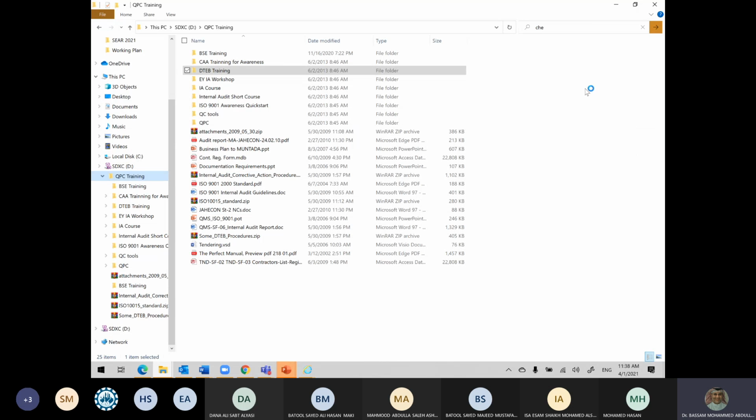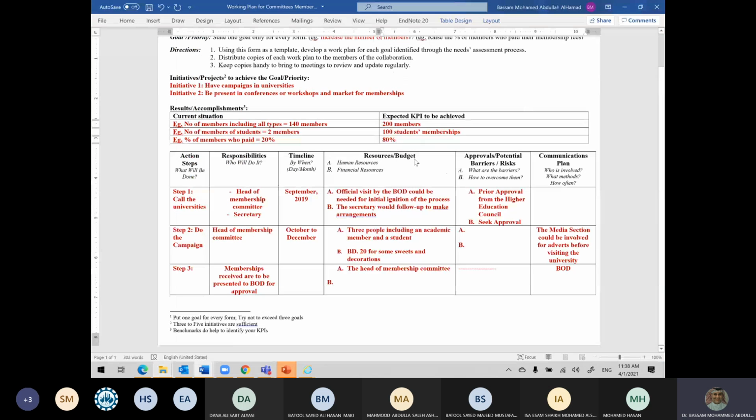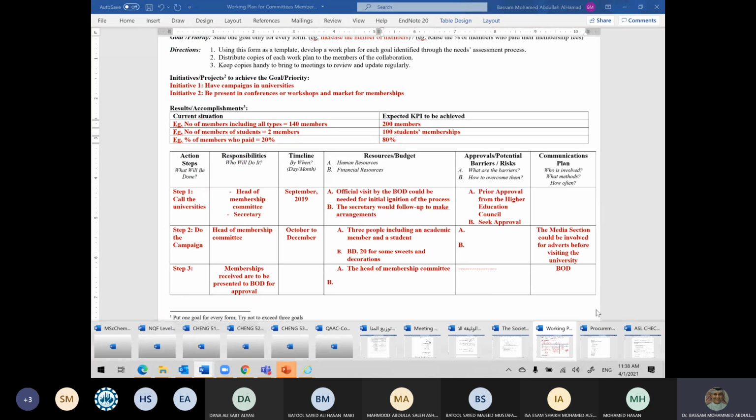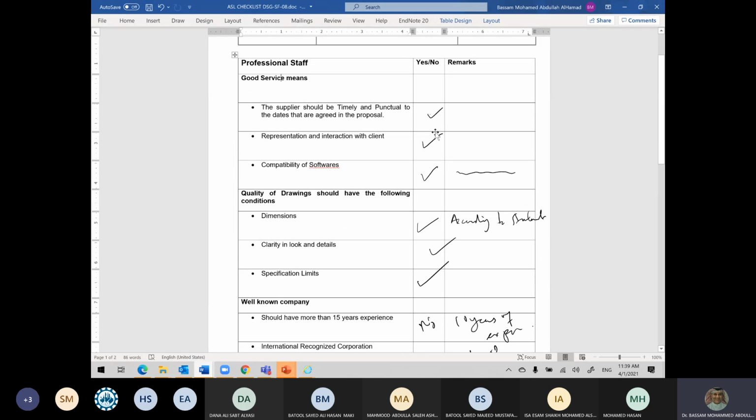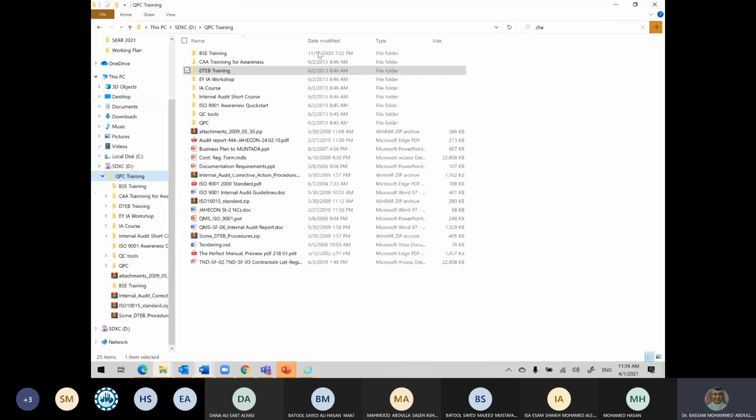We have number 7 here, approved supplier list checklist. Okay, that's the one that I opened. So that is a checklist, as you can see. All of these are checklists, they're not check sheets. Check sheets are a little different from checklists, but I don't have a check sheet here that I can show to you.